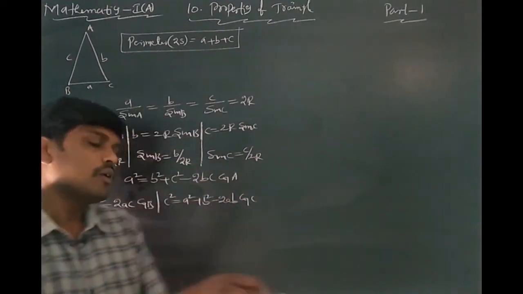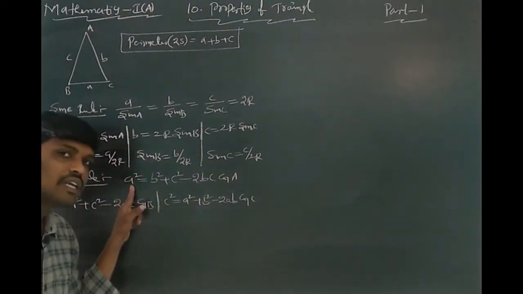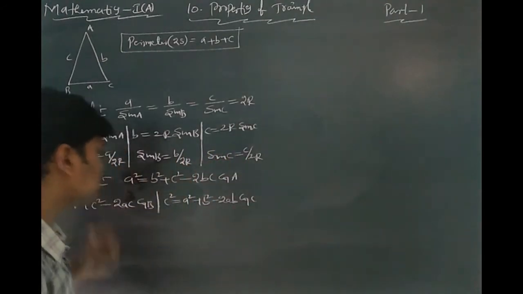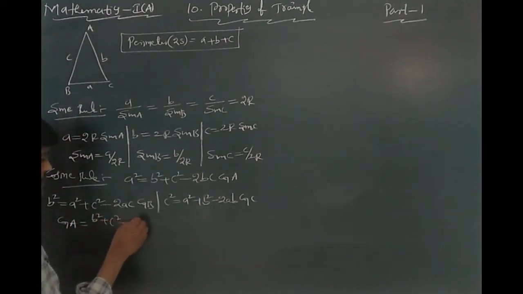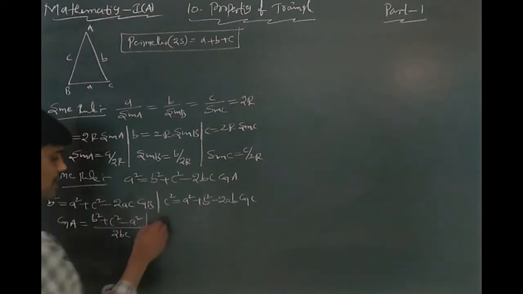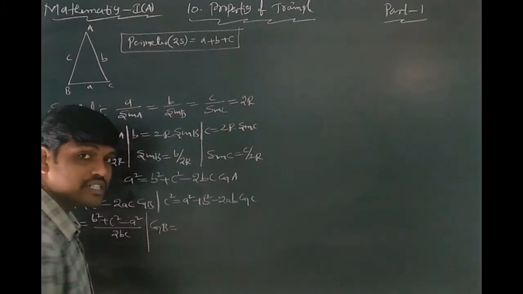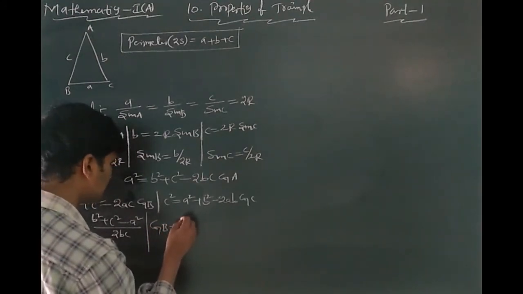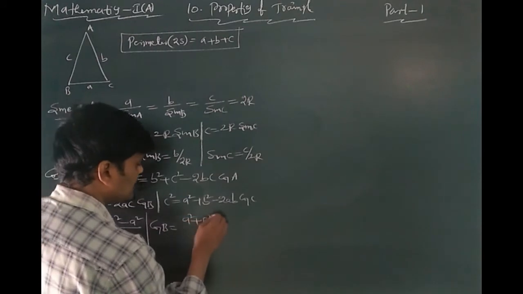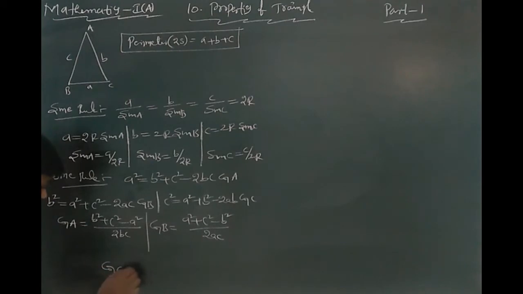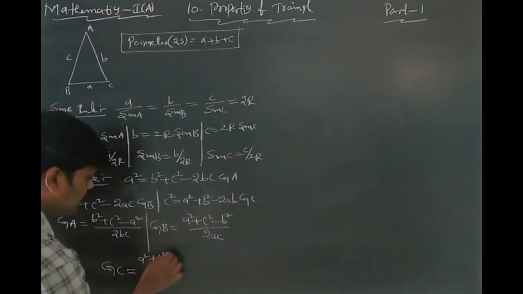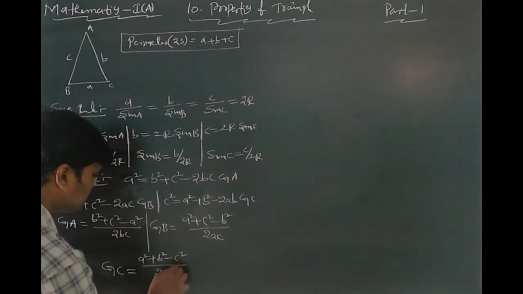You can use these in problems. Which formula can you use? Suppose a square is given, you can use the a square formula. From this formula you get the cos A value. cos A is equal to b square plus c square minus a square by 2bc. Similarly, cos B is equal to a square plus c square minus b square by 2ac. Similarly, you get cos C. cos C is equal to a square plus b square minus c square by 2ab.